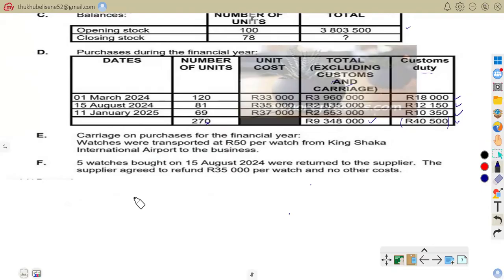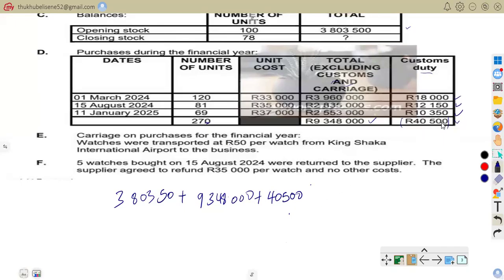So we are first going to start by our opening stock. So that is 3,803,500. And then you're going to say plus our total excluding customs and carriage, which is 9,348,000. So this is the amount that we're talking about. Plus customs duty of how much?